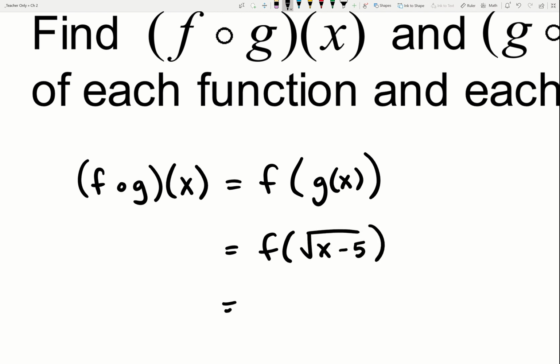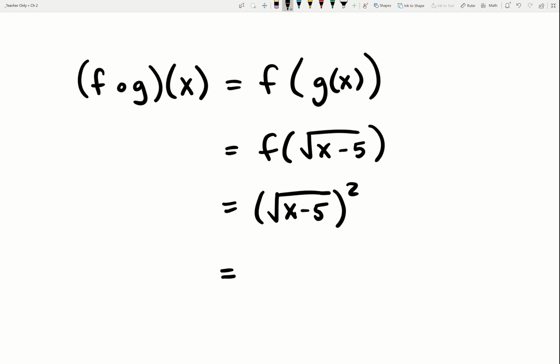And what does my f machine do? That just squares whatever you gave it, and we gave it the square root of x minus 5. And you'll notice here that we've got some inverse operations about to go on. We have a square root and we have an exponent of 2. That's just simply going to leave us with x minus 5.